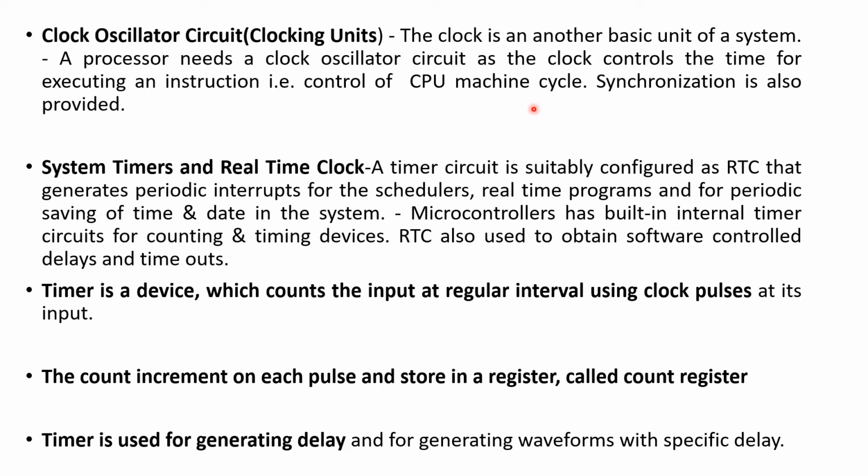What we mean by the machine cycle is that we have to fetch the data or the code from the memory, then process it at the processor, decode it, and finally give the result back to the memory. So this clocking unit has to control all the CPU machine cycles and also provide synchronization between several operations. That is an important component.